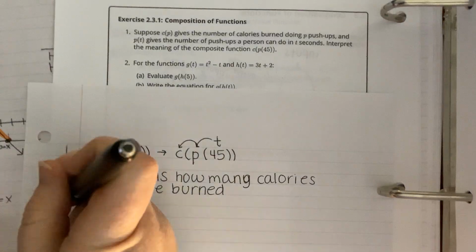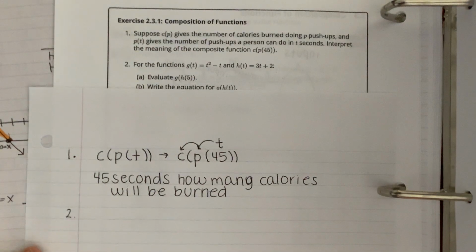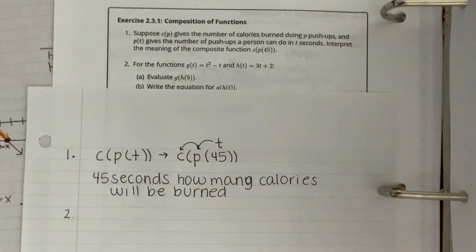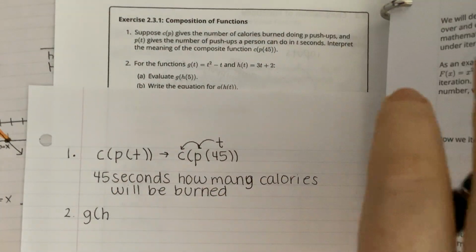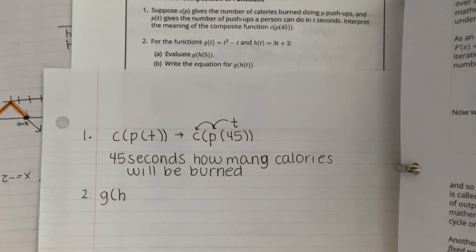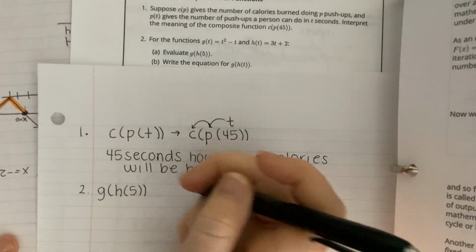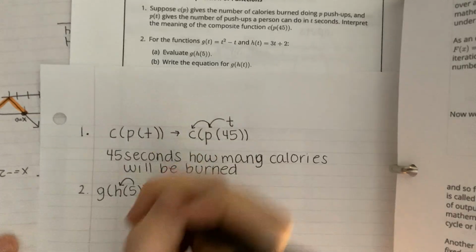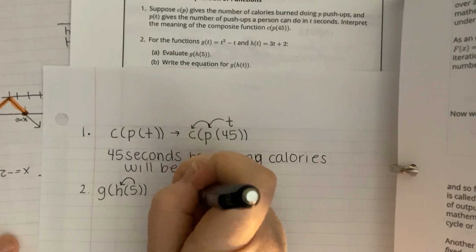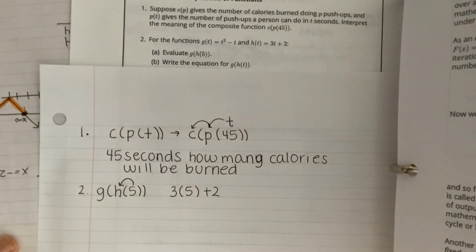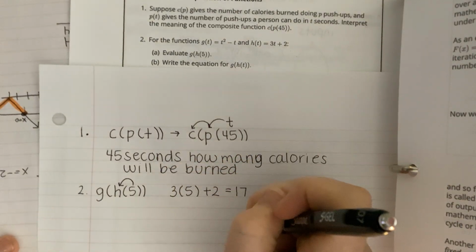All right, then for question 2, it gives you 2 different functions. It's giving you G of T and H of T. The first one it wants you to find is G of H of 5. So that means we're taking this 5 and plugging it in to our H equation. So we're going to do 3 times 5 plus 2. We end up getting 3 times 5 is 15, plus 2 is 17.